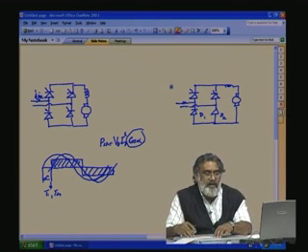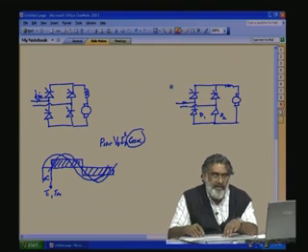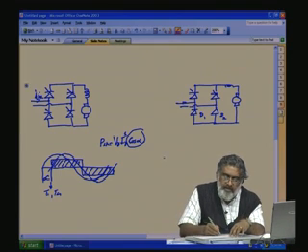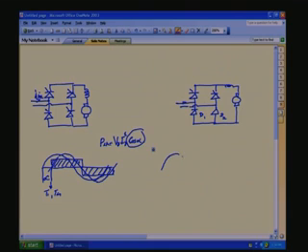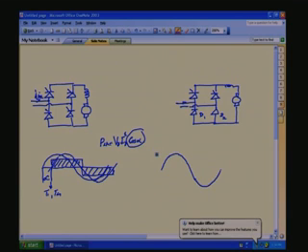Here, how the fundamental current with respect to the input voltage will be. If you draw the waveform, this is our mains.